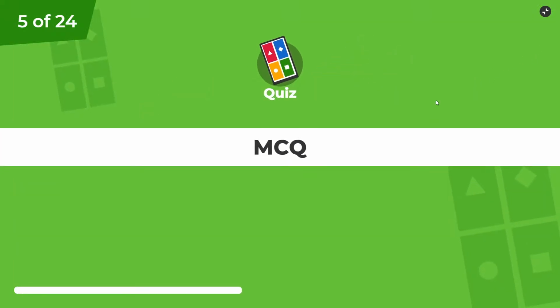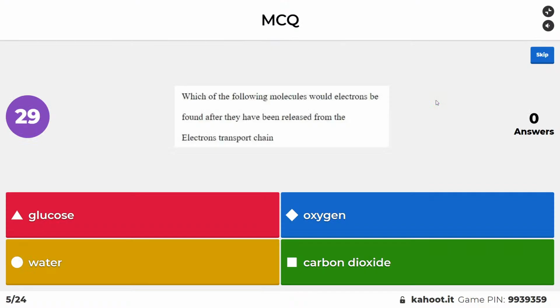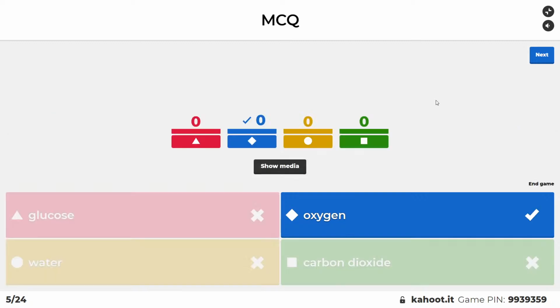Can we read it? Which of the following molecules would electrons be found in after they have been released from the electron transport chain? Glucose. Oh, sorry, no. I was just about to explain it. It's fine. Well, time's up. Not yet. Almost. It might be lag. What are the answer choices?